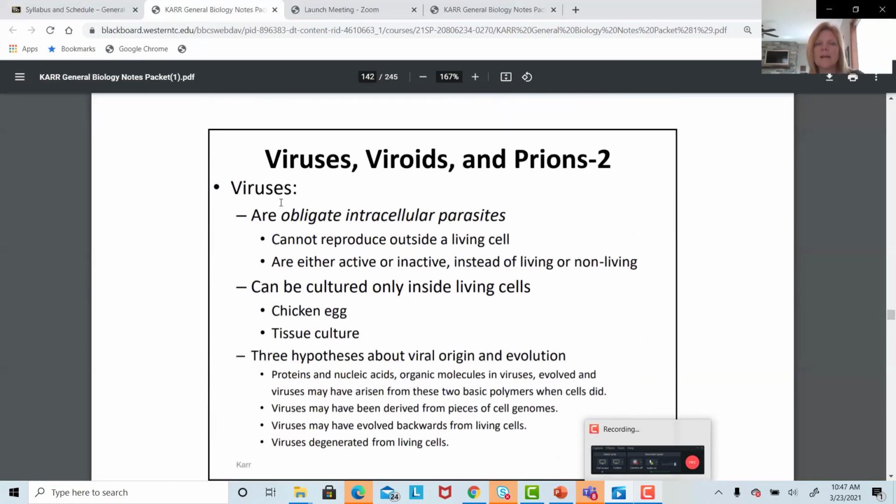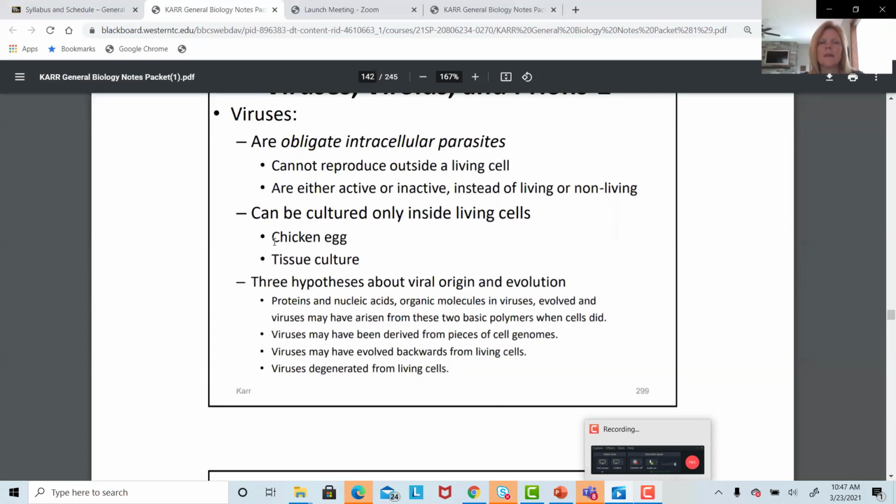So we call viruses obligate intracellular parasites. Obligate means it's obligated. It's required to live inside of the cells of the host that it infects. It cannot live outside of a living cell. So be sure that you highlight these terms here. It cannot live outside of a host cell. Very, very important to understand that.